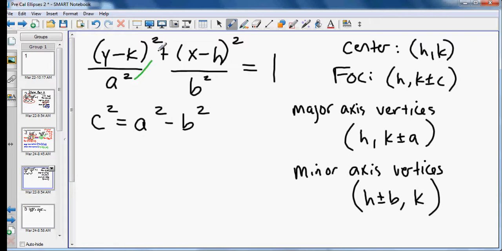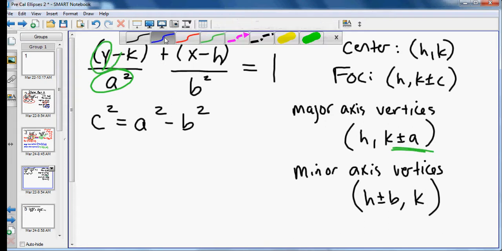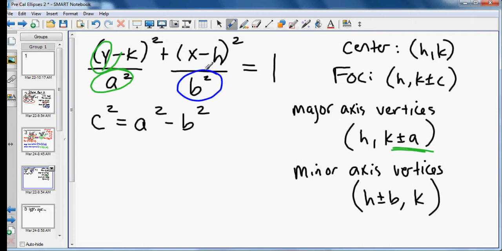And as far as the major and the minor, I think you can just look at the fact that major means bigger, a is bigger. This time, a is paired up with the y value, so a gets added to the y value. Minor means smaller, b is the smaller number, it's paired up with the x, so this time b will be added and subtracted to the x value. And the c squared equation is exactly the same as before. You just do the bigger one minus the smaller one. You do a squared minus b squared equals c squared. So I'll pause a moment to make sure you can write all that down.